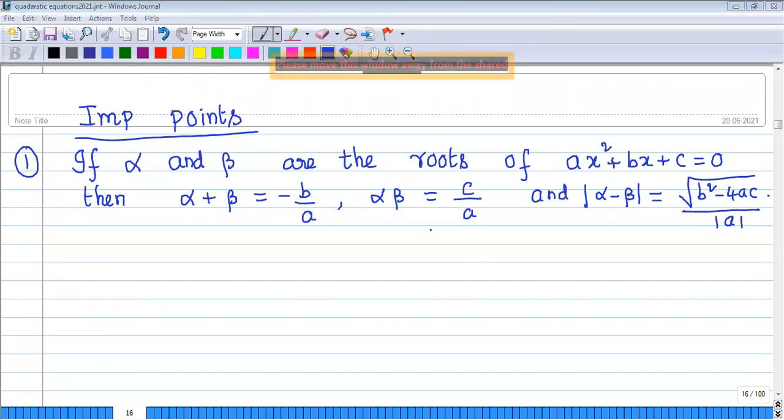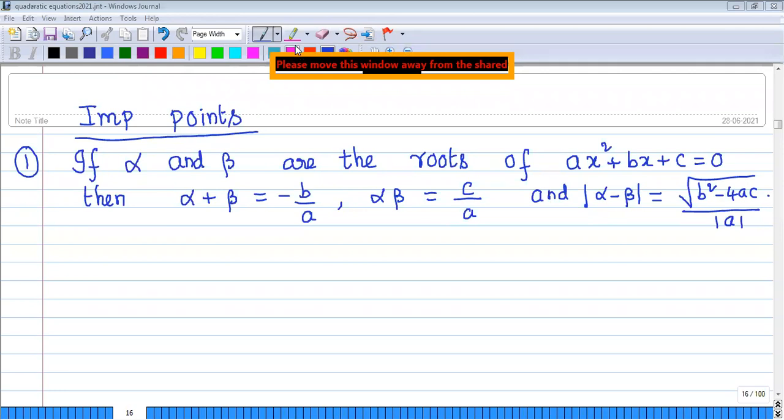So if alpha and beta are the roots of ax square plus bx plus c equal to 0, then the sum of the roots, alpha plus beta, is given by minus b upon a. That means minus coefficient of x by coefficient of x square, whereas the product of the roots is equal to the constant term by coefficient of x square. The difference of the roots can also be found, called the numerical or absolute difference, denoted by modulus of alpha minus beta, equal to root over b square minus 4ac by mod a.